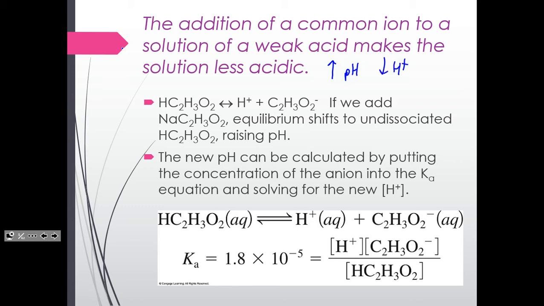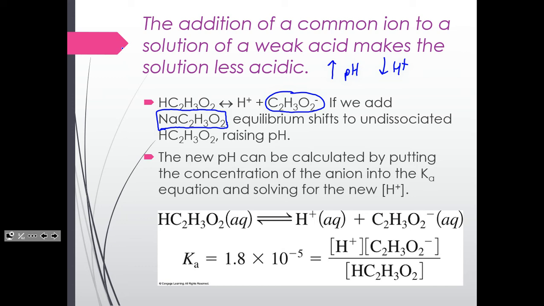So let's say that we add sodium acetate to an equilibrium system of acetic acid. Well, we know that the common ion here is the acetate ion. It will shift equilibrium to the left, thus decreasing the concentration of H+ and raising the pH. We can calculate a new pH by putting the concentration of the anion into the Ka equation, and we can solve for the new value of H+.